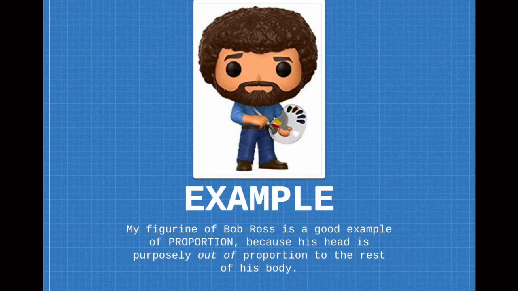The example we used was this Bob Ross Funko Pop doll, because the head is purposely out of proportion. It's called a caricature, and it draws your attention to some of the features that make the Bob Ross character stand out. And it's out of proportion from the rest of his body.